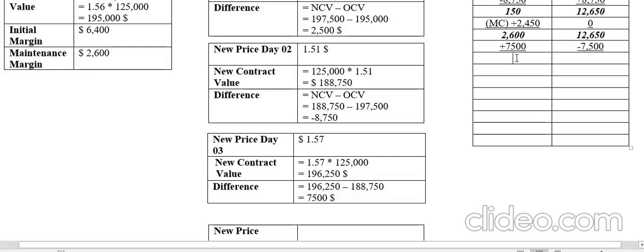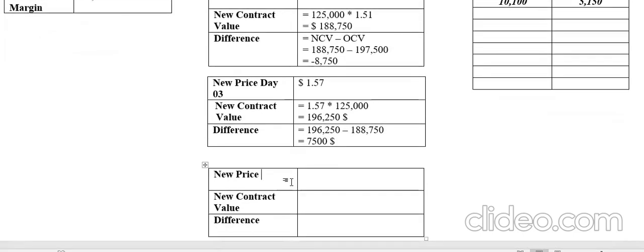2,600 plus 7,500 becomes 10,100, whereas 12,650 minus 7,500 becomes 5,150. These are the remaining balances in both parties' accounts at the end of day 3. Both of the balances are way above the maintenance margin requirement, so we do not have a margin call this time for either party.